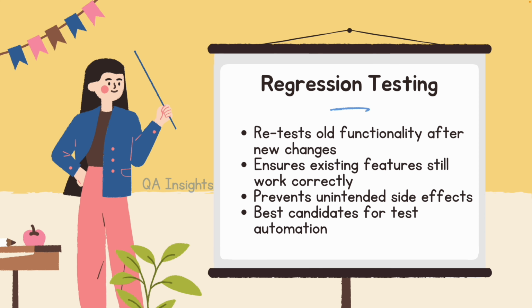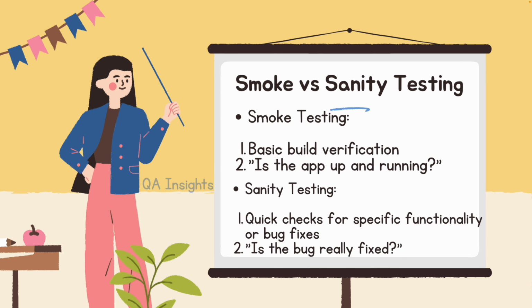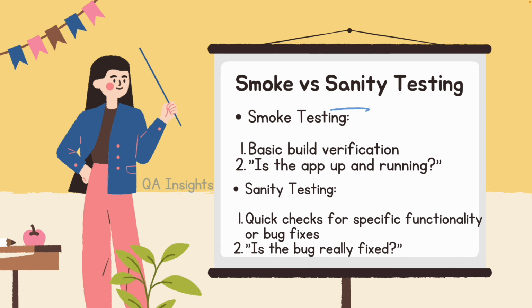Now let's look at two lightweight but powerful types, smoke and sanity testing. Smoke testing and sanity testing are very important. Smoke testing is a quick check to see if the basic functionality of the app is stable enough for deeper testing. Sanity testing, on the other hand, verifies a specific functionality after a small change or bug fix. If either of these fails, we usually stop further testing until the major issues are fixed.